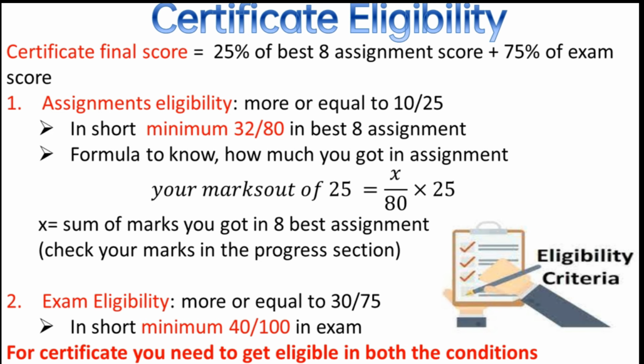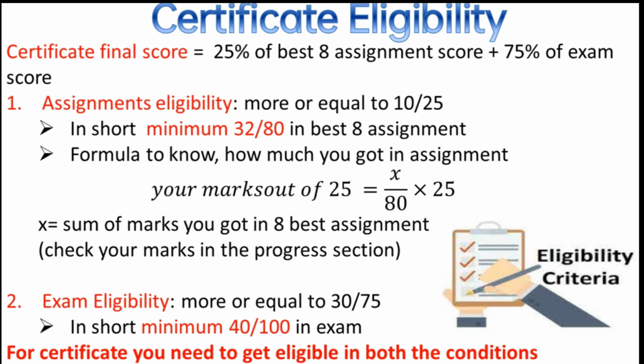For example, if your course is of 12 weeks, you will have 12 assignments. I am talking especially about the 12 weeks course, which most students take. So it will have 12 assignments, and they will take your top 8 assignments. For example, if you got 7 in all 12 assignments, they will take only 8 assignments, and in every assignment you got 7 marks. So 7 plus 7 plus 7, that is 7 into 8, and whatever the answer is will be your assignment score. That too is 25%. So how to calculate it? First thing, let me tell you, you need a minimum of 32 marks.